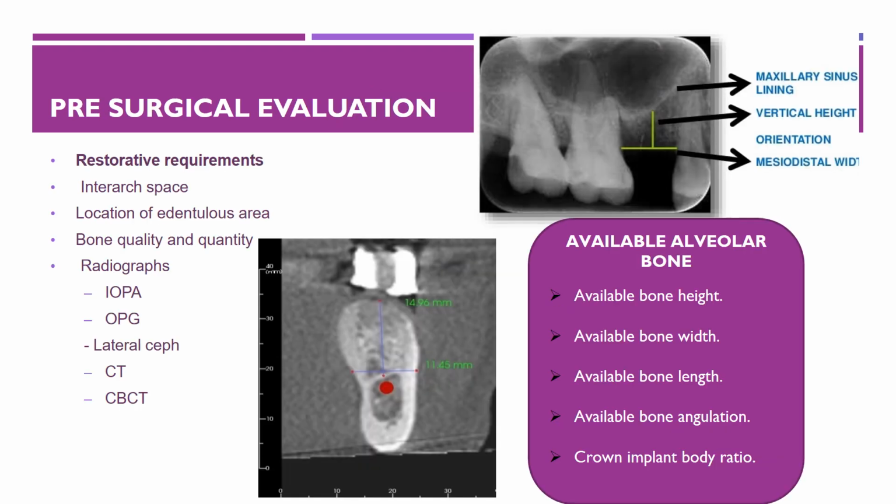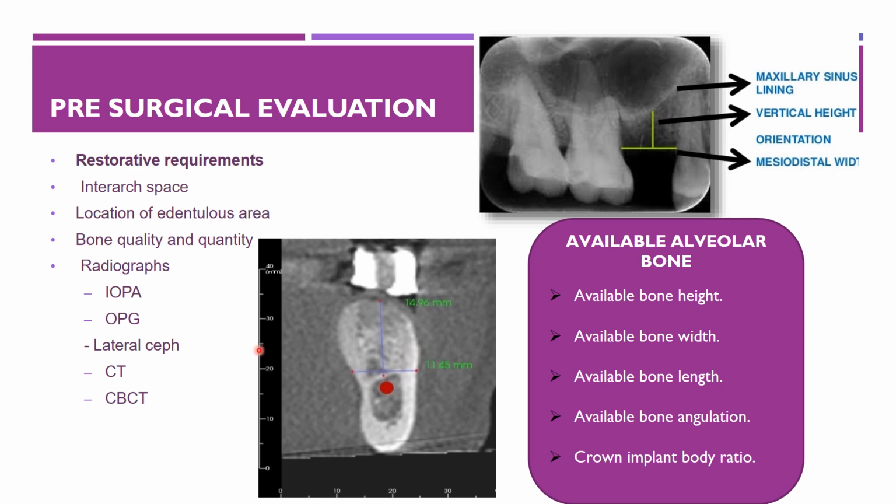So, pre-surgical evaluation. When you are planning for implant placement, you need to go for pre-surgical evaluation in various aspects like restorative requirements. You have to see whether they are meeting the restorative requirements. And interarch space is important, that is, minimum space should be there for the implant placement. There should be 1.5 mm distance from each side, that is, from the adjacent tooth there should be 1.5 mm. If two implants are placed together, there should be 3 mm distance between the two implants.